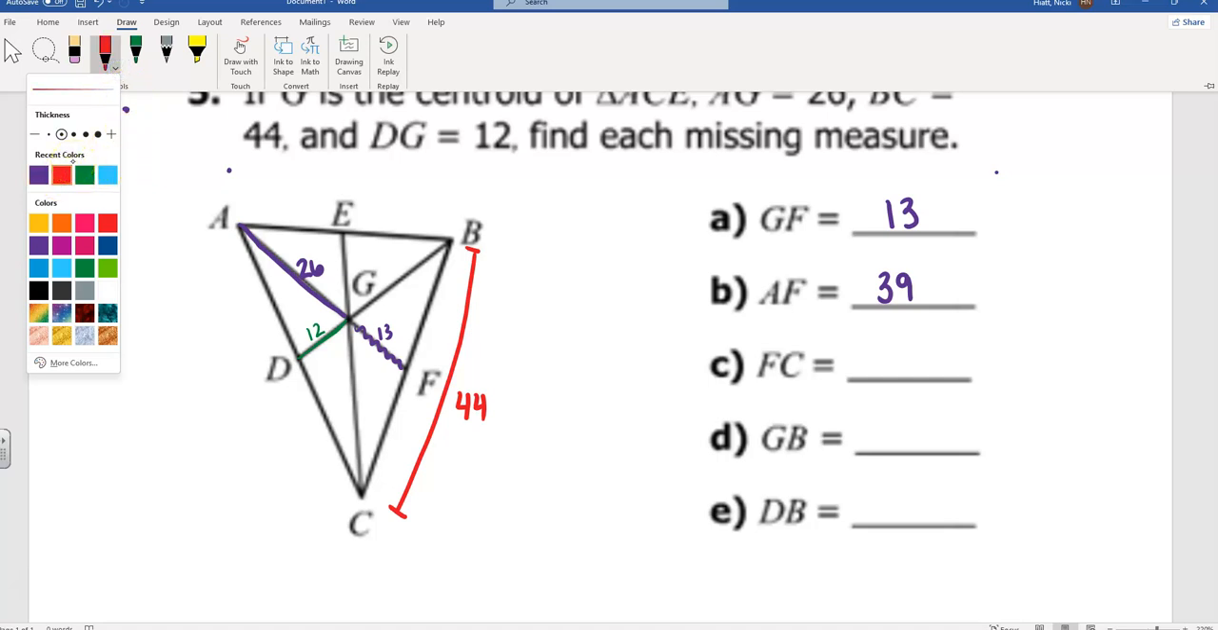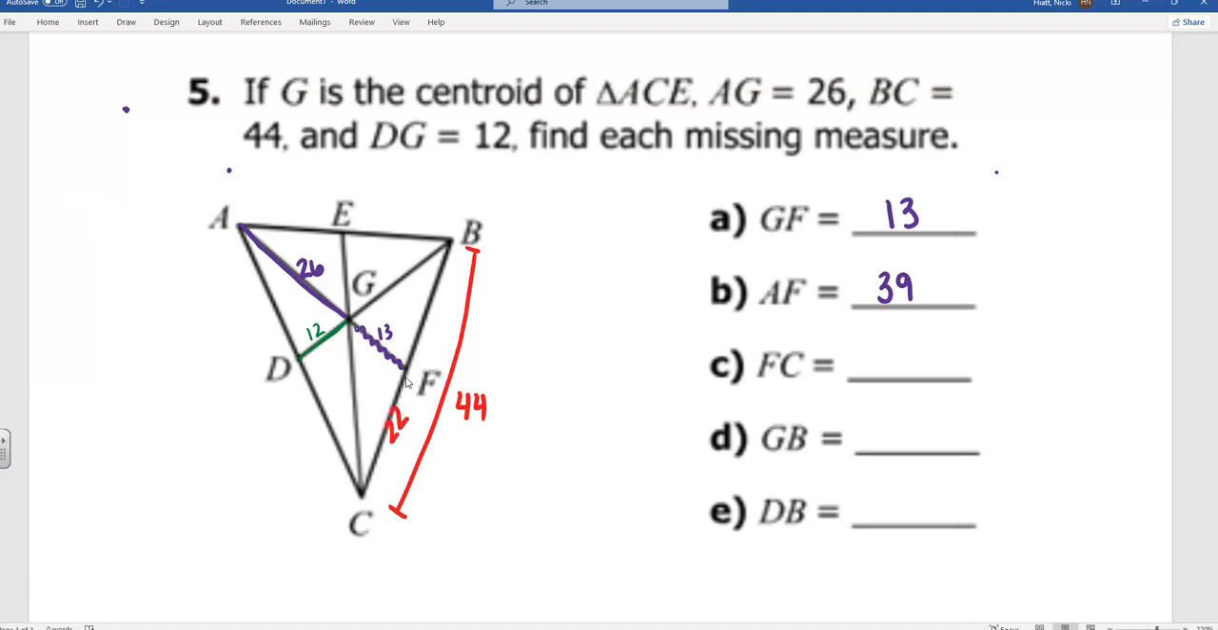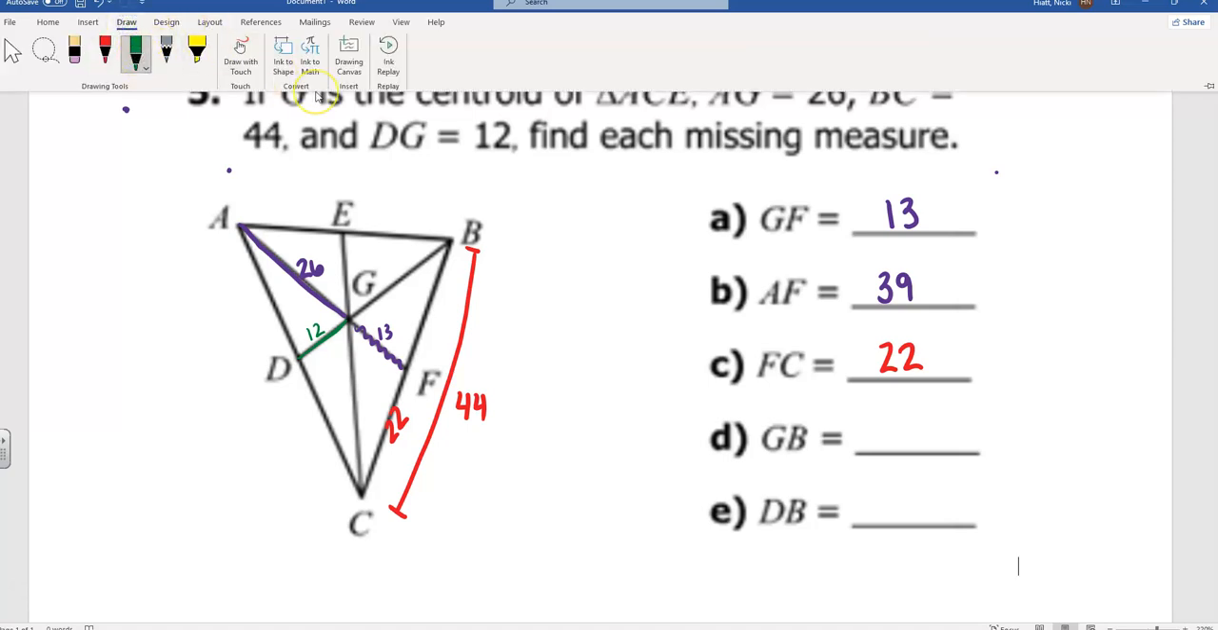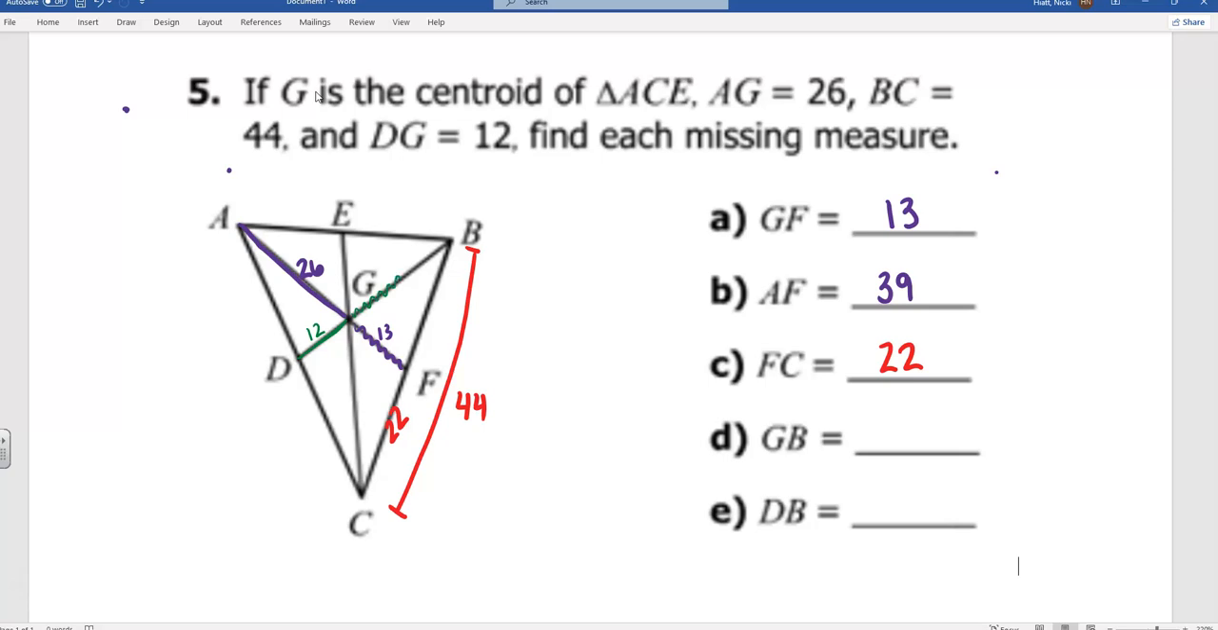Okay. Next, they ask us for FC. So FC right here is 22. It's just half of that 44. Then they're going to ask us for GB. So GB, yep, it's the bigger half, so we just have to double. We'll get 24. And then we have DB, and DB is just going to be 36. We'll add those two together.